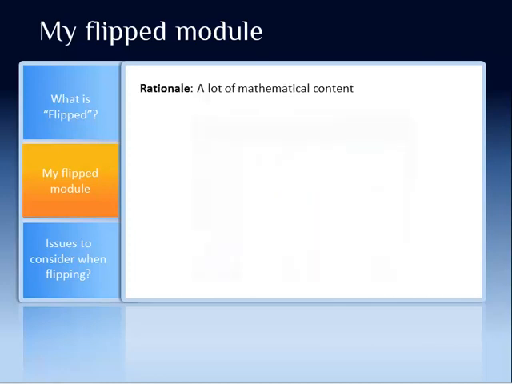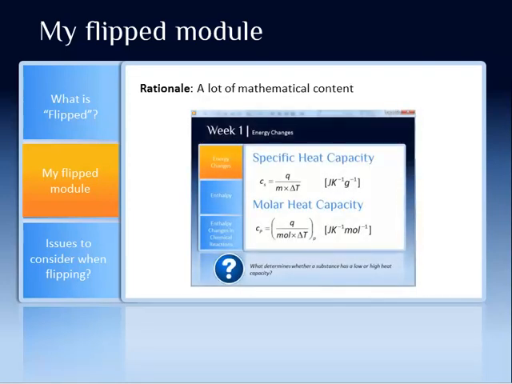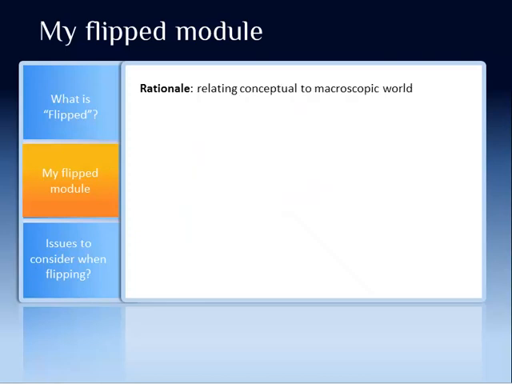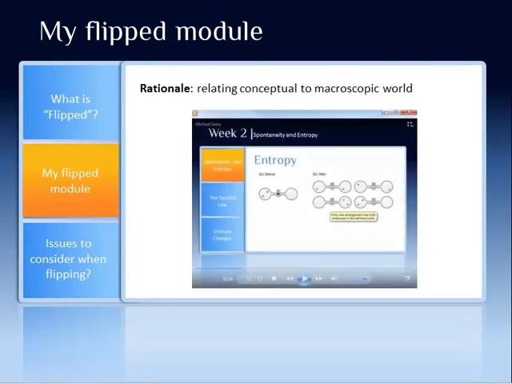The rationale for this was that students find this module difficult. There's a lot of mathematical content, which if not understood, becomes this sea of equations that students feel they just have to learn off. Like many topics in chemistry, relating these equations, as well as molecular representations, to the macroscopic world we see around us can be very difficult, as chemists often switch casually between different representations. For these reasons and others, this is a difficult topic, and one I thought would benefit from a different approach.